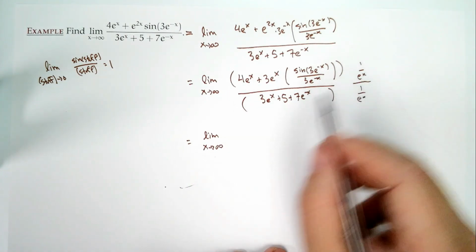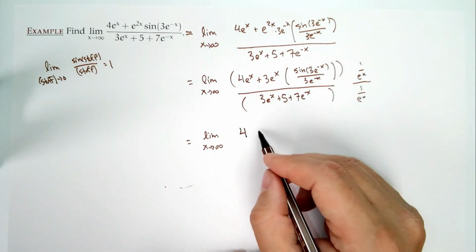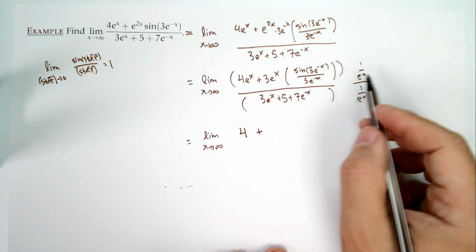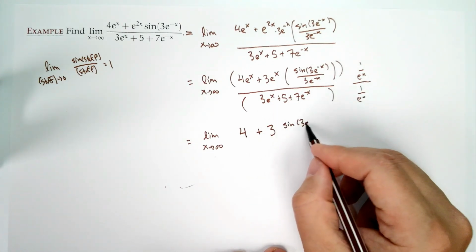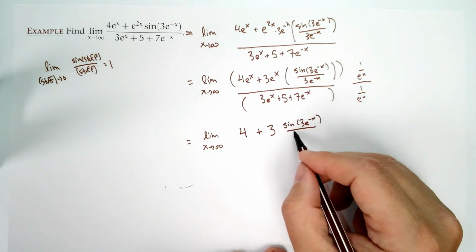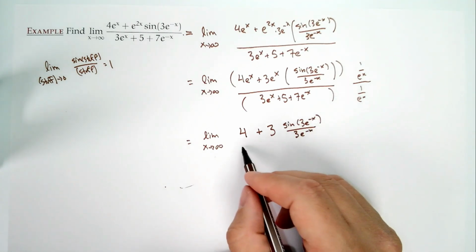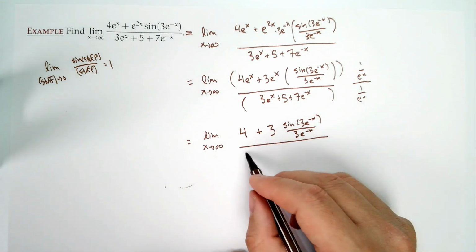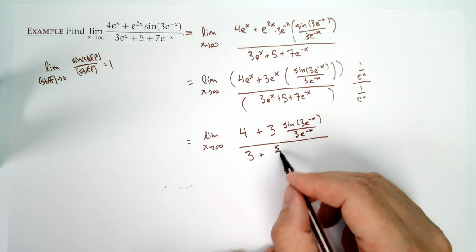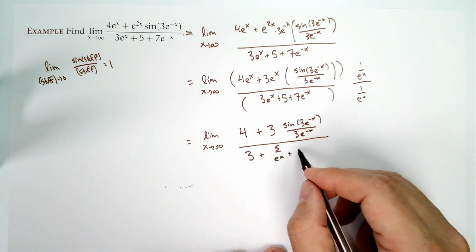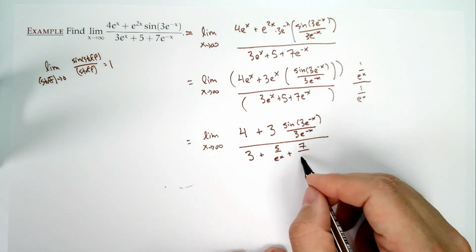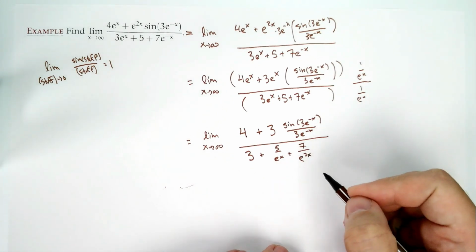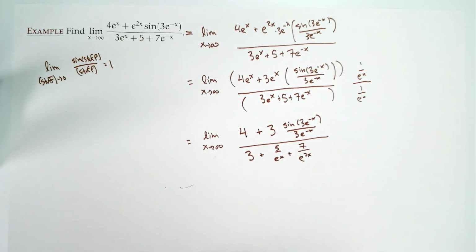4e to the x times 1 over e to the x, that's 4. Similarly, e to the x, 1 over e to the x, that's 3. Then sine 3e to the minus x over 3e to the minus x. Downstairs, 3 plus 5 over e to the x plus 7. Now this is really like a 1 over e to the x, so it's like 7 over e to the 2x. All right, let's think about what happens to our pieces here, because we've got a lot of pieces.